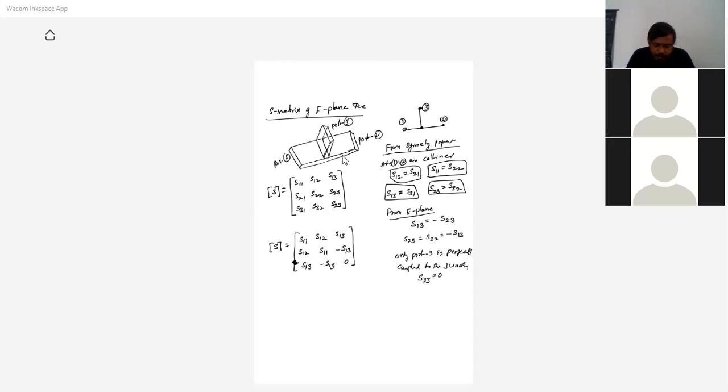S12, S11 minus S13. So here is minus S13. There only S13. Only these two are changed. So this one and this one. So S23 and S32, these are minus S13. These two are changed. S23 and S32 are changed because of this E-plane property.